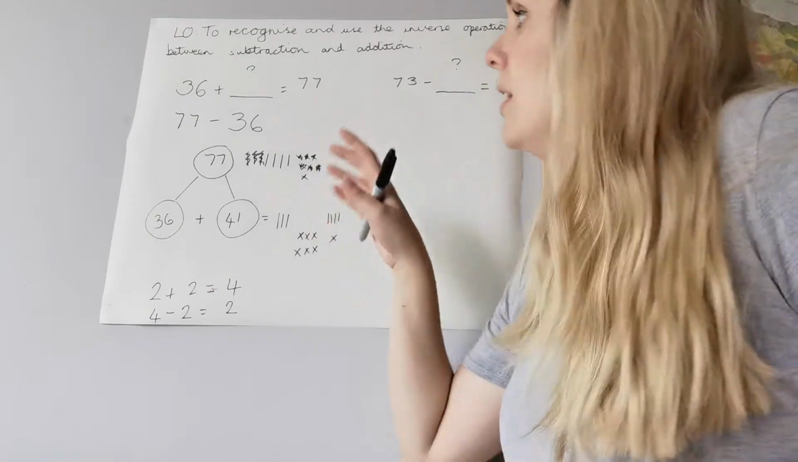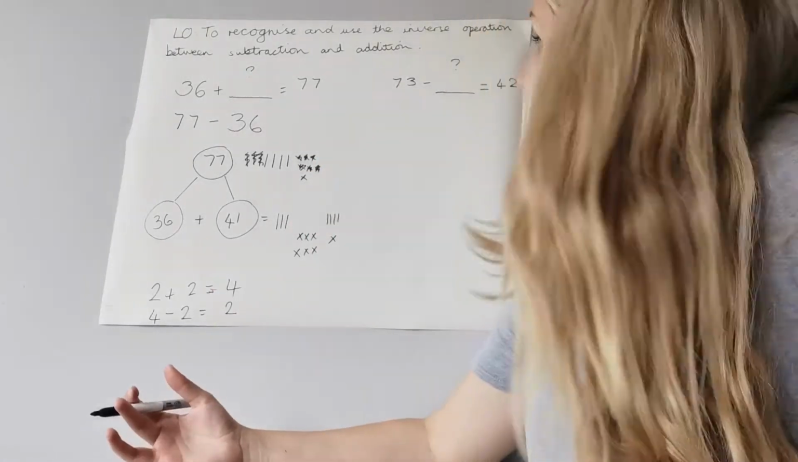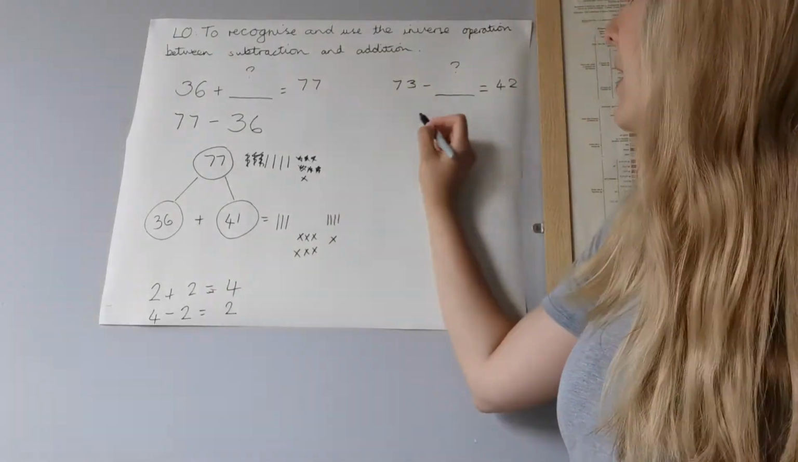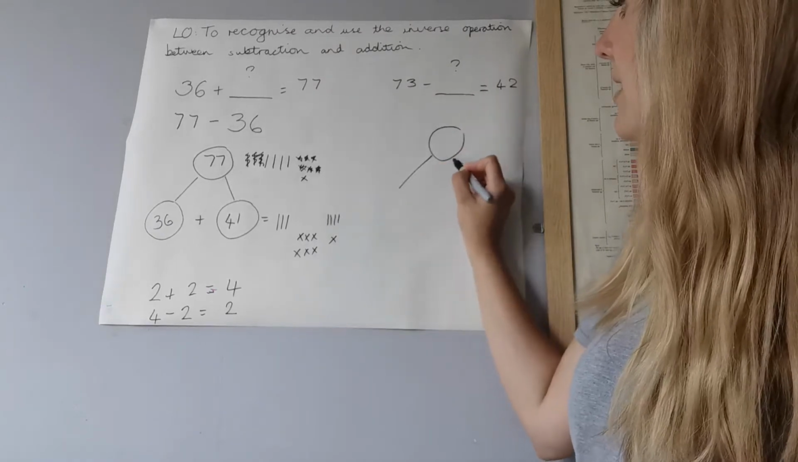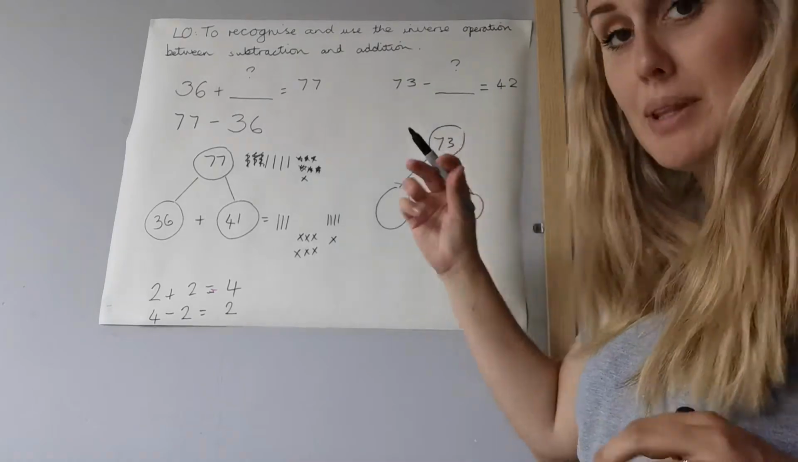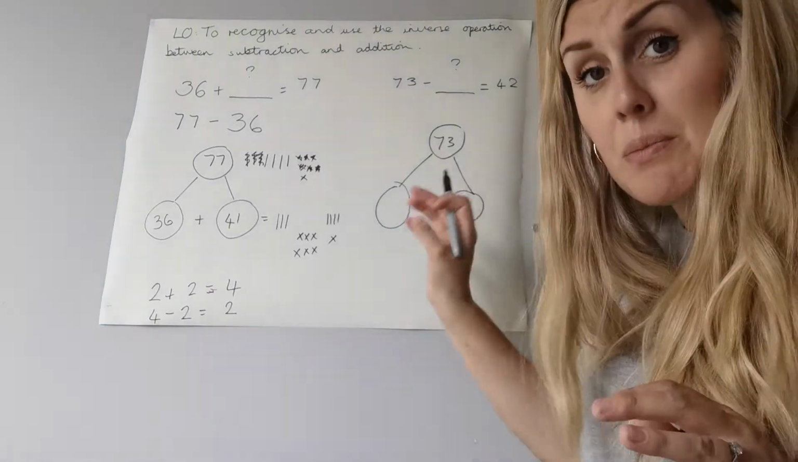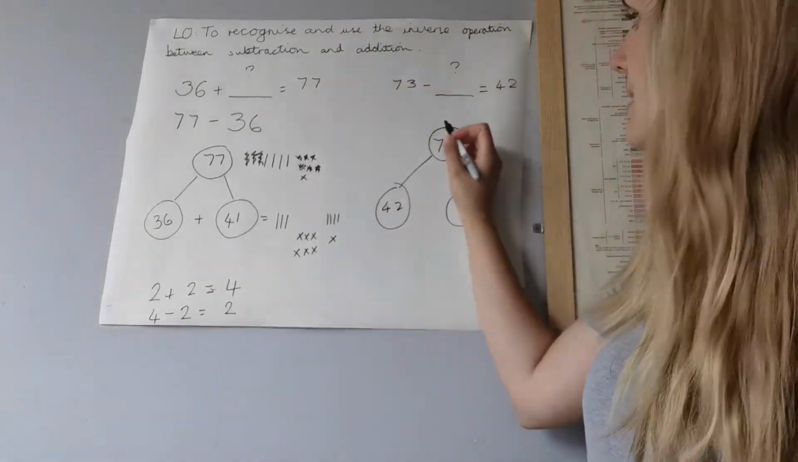For this one, it's the same using a part-whole model, but you don't need to worry about adding it together. So 73 take away something equals 42. I'm going to draw my part-whole model again. 73, because that's the big number, that's the whole number. And then I'm going to figure out which two part numbers are going to make my whole. I know 42, and I'm going to do exactly the same thing.